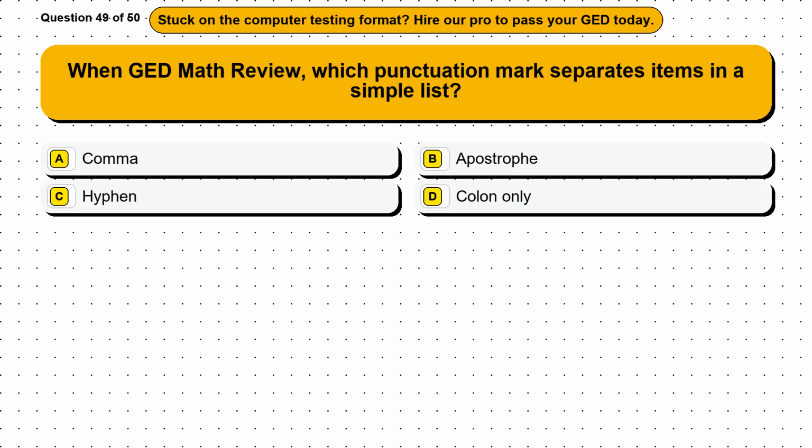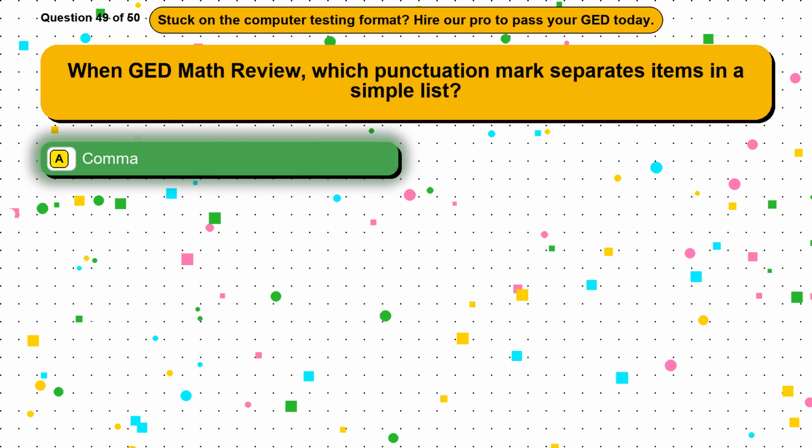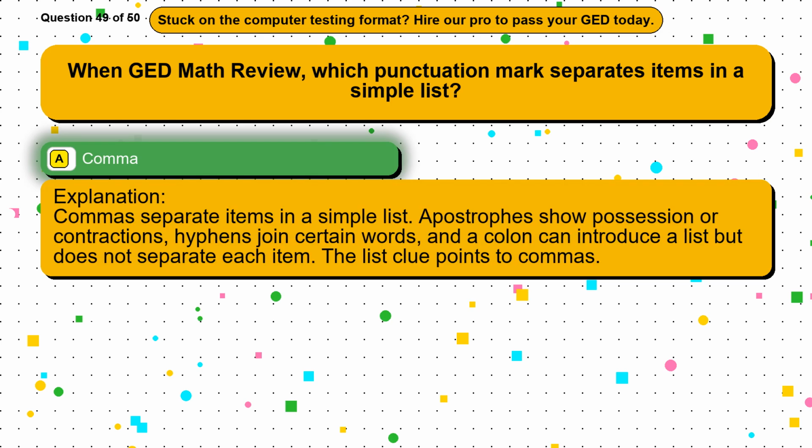Question 49. When GED Math review, which punctuation mark separates items in a simple list? Option A, comma. Option B, apostrophe. Option C, hyphen. Option D, colon only. The correct answer is option A. Comma. Commas separate items in a simple list. Apostrophes show possession or contractions, hyphens join certain words, and a colon can introduce a list but does not separate each item. The list clue points to commas.